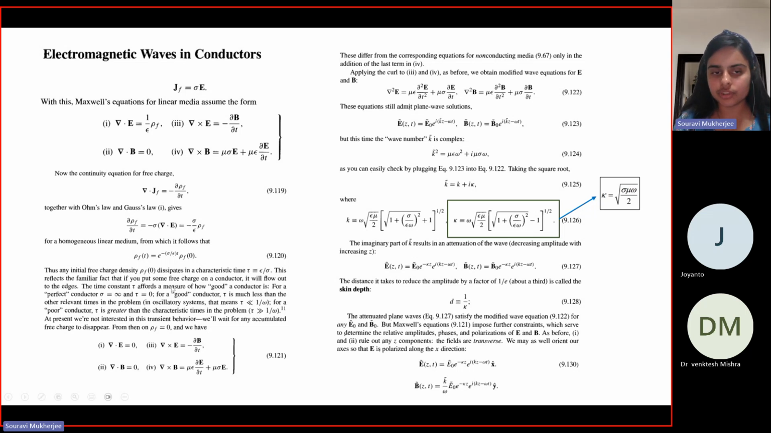So if you have a very good conductor, in that case, your sigma will be infinite. That means your tau will be 0, so the charge will immediately go to the surface. While in general, sigma is a finite quantity, so there you'll have a finite time which it takes for any charge that is there in the bulk to go and distribute on the surface. So this is the relation that the volume charge has in the transient times.